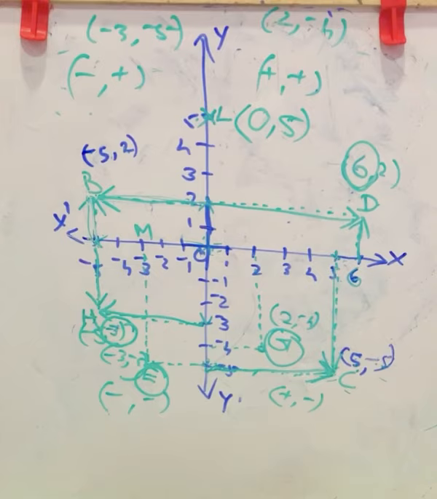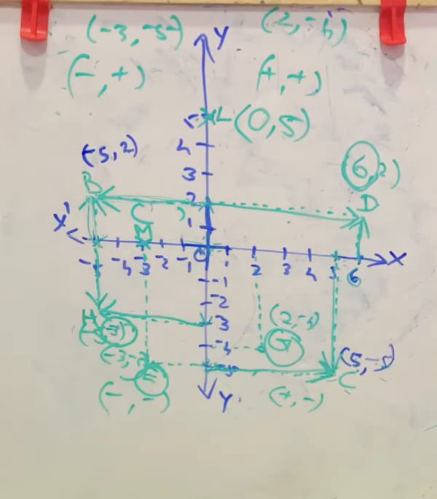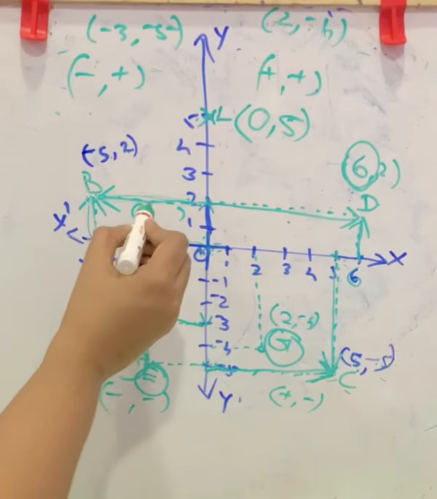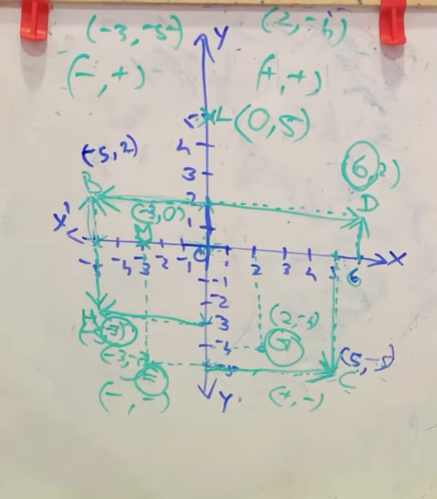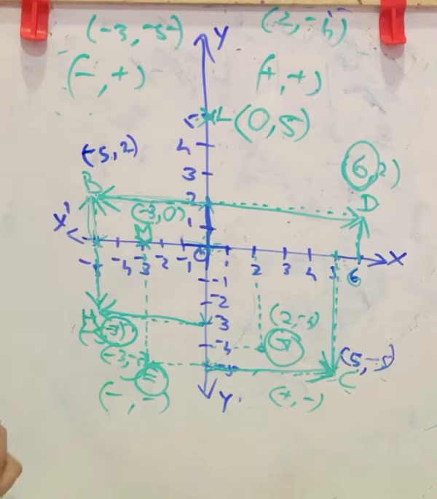Next is coordinates of M. M here lying on x-axis. If it is lying on x-axis, it has only x value, x coordinate. Y coordinate will be 0. All the points lying on x-axis, they have only x coordinate. The y coordinate value will be 0.